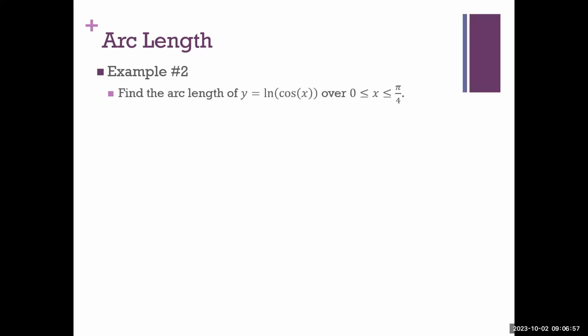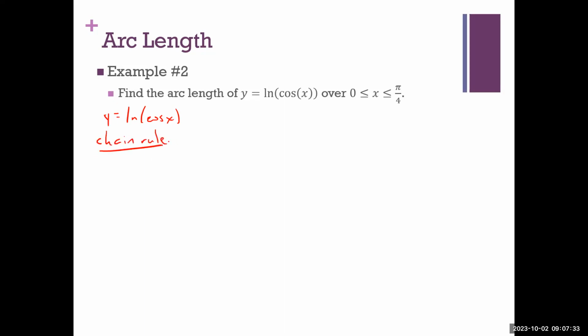You can find the derivative of y. Okay, so I need to find the derivative. So y equals the natural log of cosine x. Is this a derivative we can do? If we don't know how to do this directly, what can we think about to help us set this up? Chain rule. Why do we need to use the chain rule? Because of the inner function. Okay, so we need to use the chain rule.